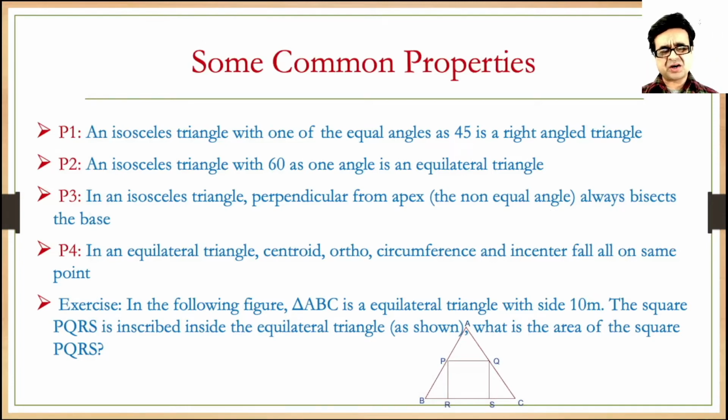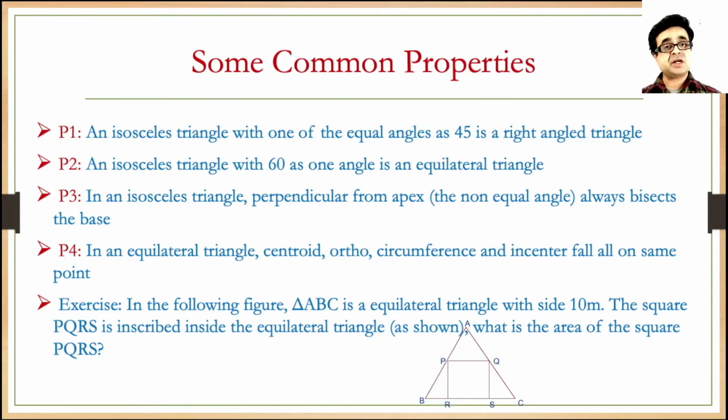Okay, so here are some additional properties that you may or may not want to remember because these are generally quickly derivable, so it is not important that you remember all of them. Again, it's about time saving, so if you remember them, it would be helpful. So property 1 is that if you have an isosceles triangle with one of the equal angles as 45, then it will automatically be a right angle triangle. But remember, it has to be one of the equal angles, not the unequal angle. Otherwise, you get a different triangle.